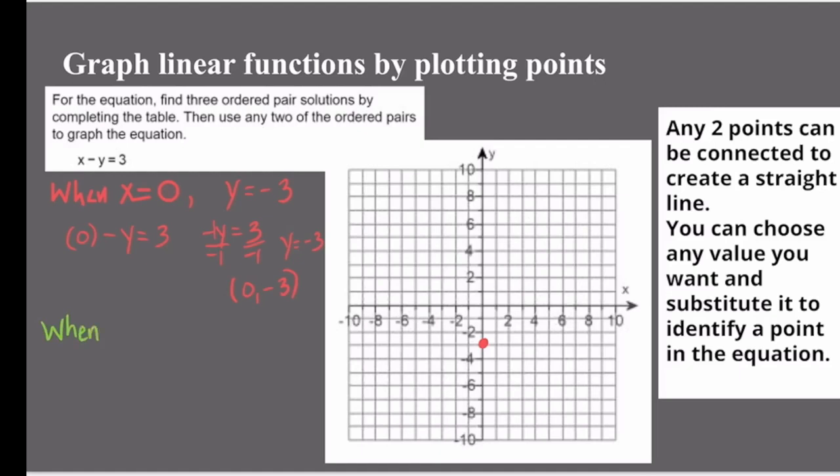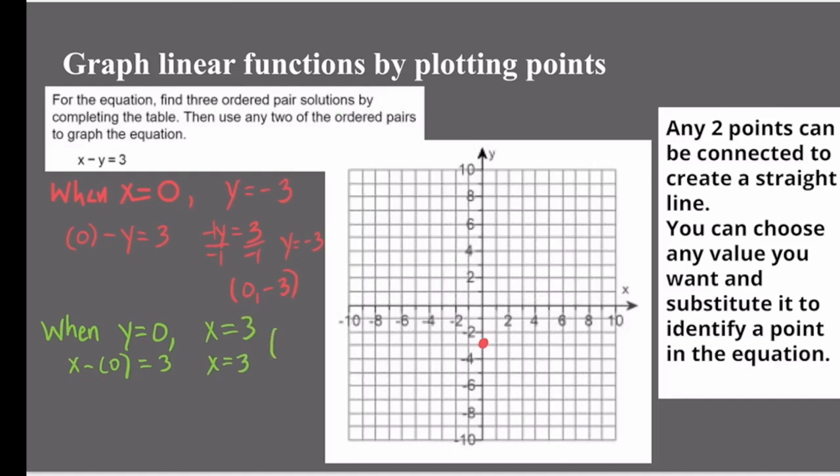So we picked the number for x. Let's pick a number for y. Let's say for y, we also plug in 0. So what I'm trying to figure out is, what is my x value? If I plug that into the equation, I have x minus 0 equals 3. X minus 0 is x. So x is just 3.